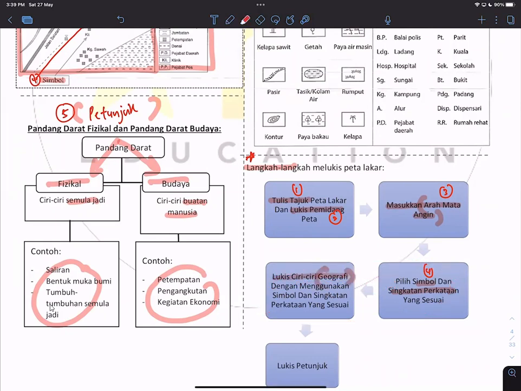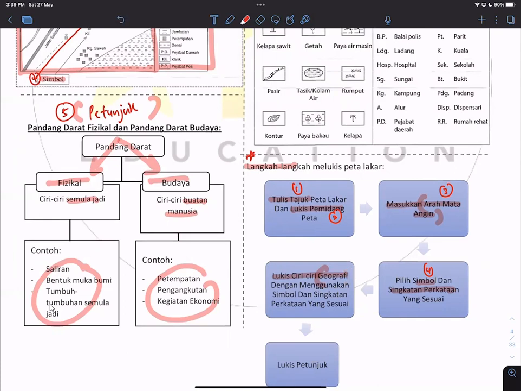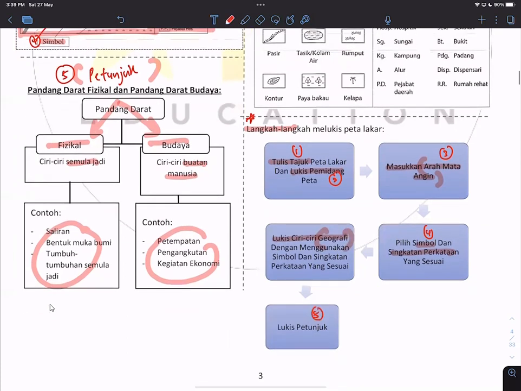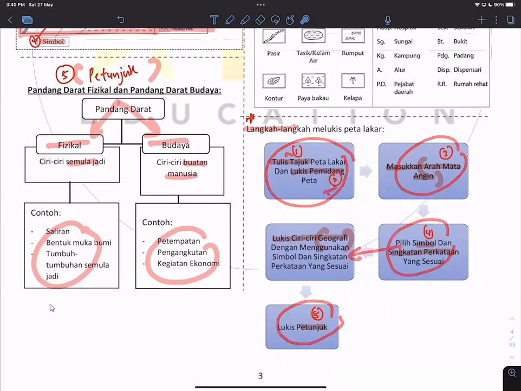So what's ciri-ciri geografi? All the symbols, like let's say contour, or maybe the kaki bukit, or maybe this is the Sawah Padi. Yeah, so the last one, fifth step, this is your geography. This is your last ciri for petunjuk. So petunjuk, we have the ciri pandang darat fisika, ciri pandang darat budaya. So total 1, 2 as a first step. Second step is the third ciri. So the fourth ciri will be the third step. So same things are here. So the fifth ciri will be the fifth step. Okay, for petunjuk. Done, part 3.